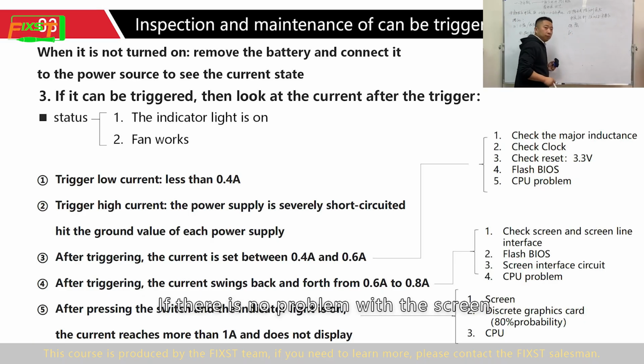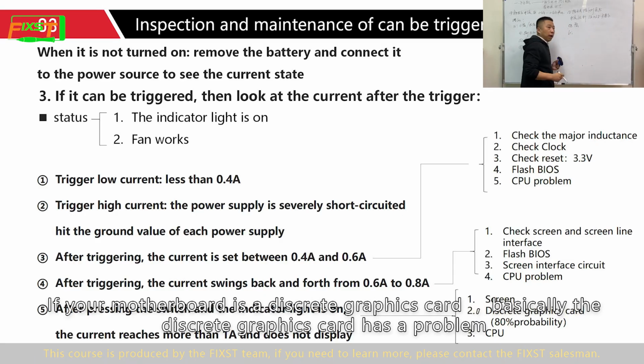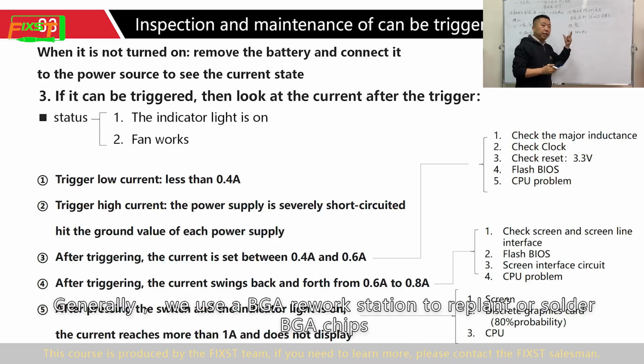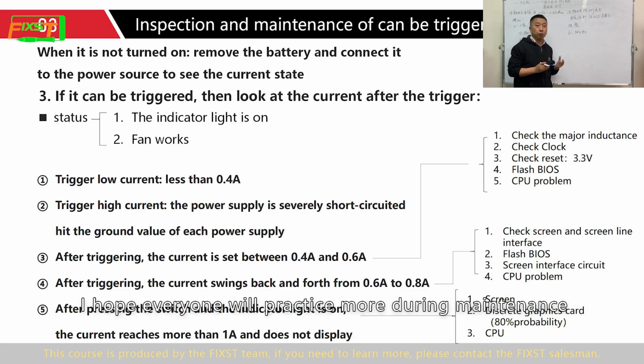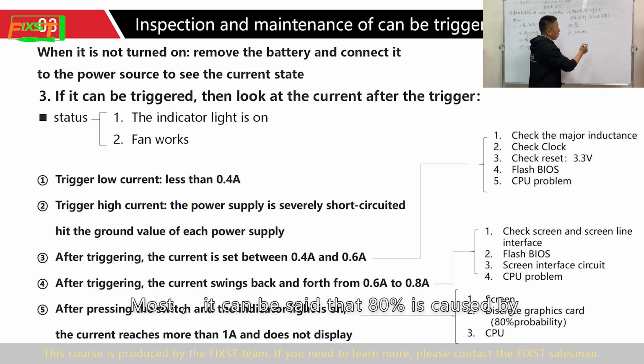If there is no problem with the screen, and if your motherboard has a discrete graphics card, basically the discrete graphics card has a problem. Generally, we use a BGA rework station to reball or solder the BGA chips. Use a dedicated BGA, the BGA soldering introduced in our video materials. I hope everyone will practice more during maintenance. It can be said that 80% is caused by this.